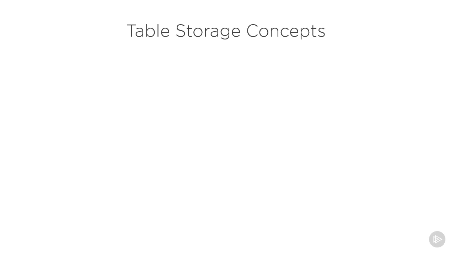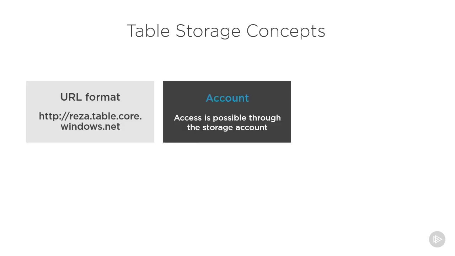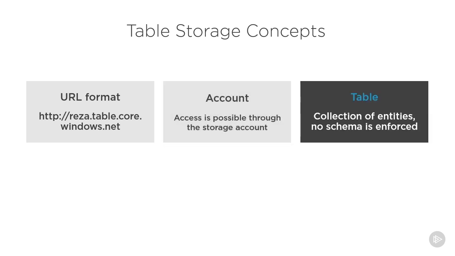So let's take a look at these concepts again. You can access Azure Table Storage by using its URL. The URL consists of the name of the storage account followed by table.core.windows.net. And as you saw before, you need to have a storage account created to be able to access Azure Table Storage. Inside your Azure Table Storage, you create a table.